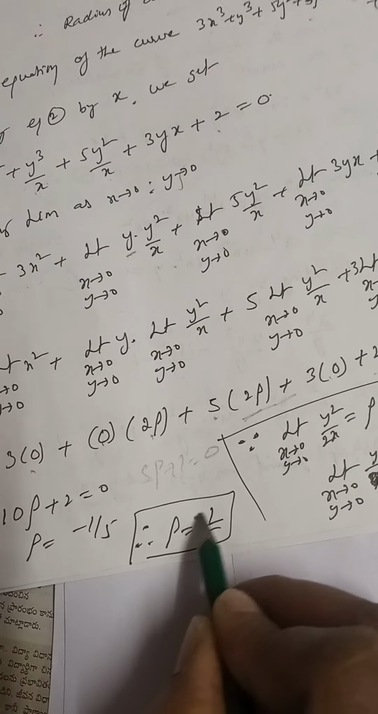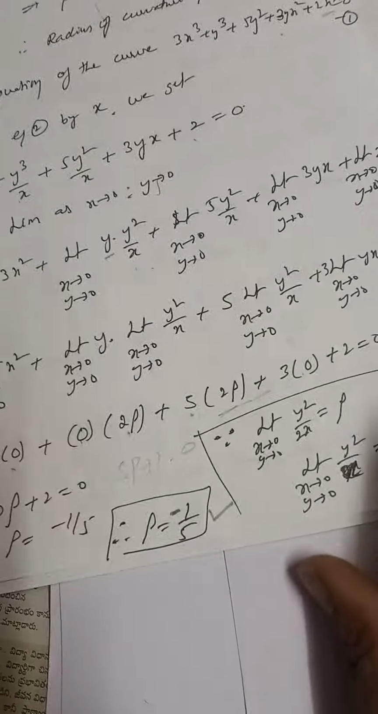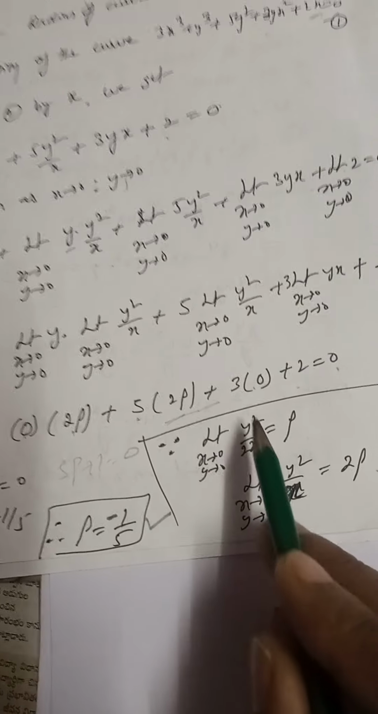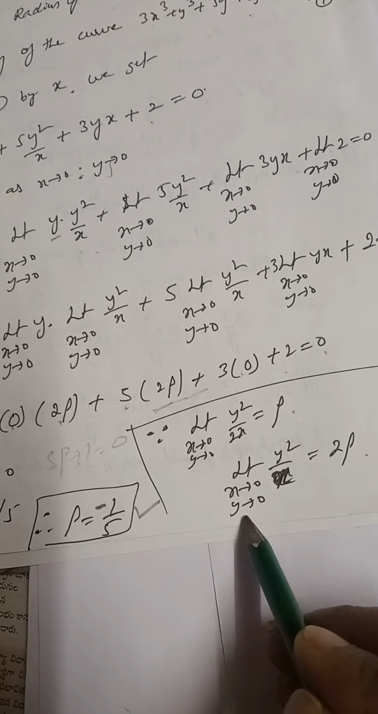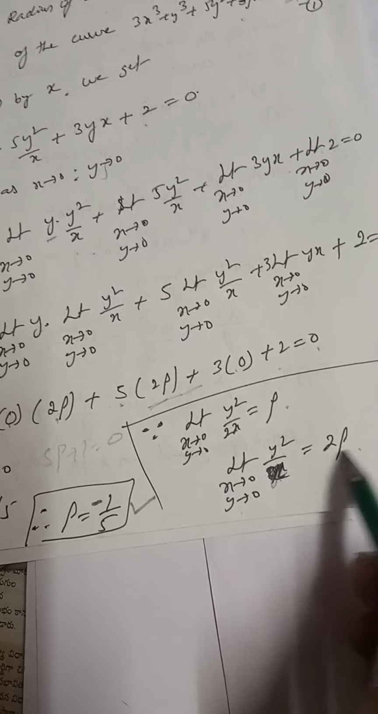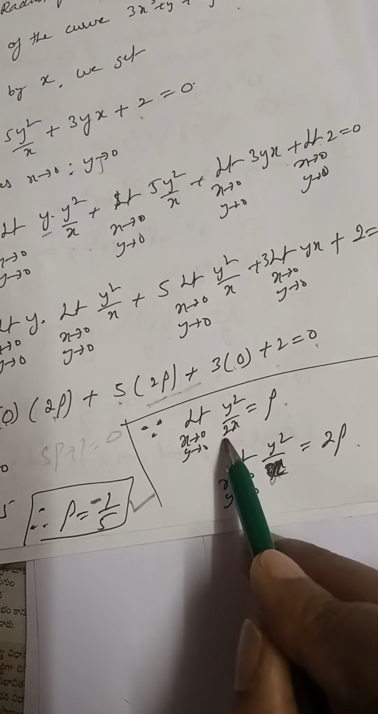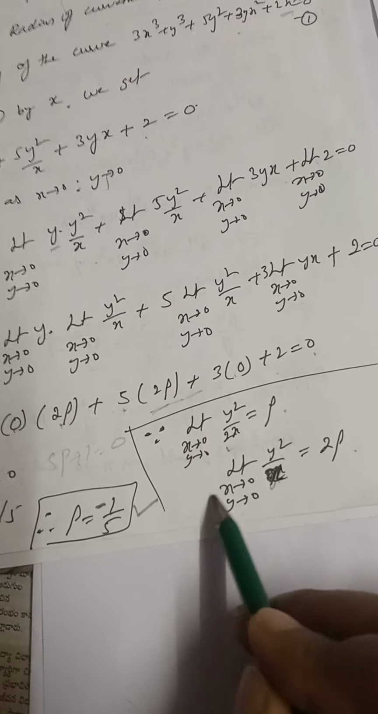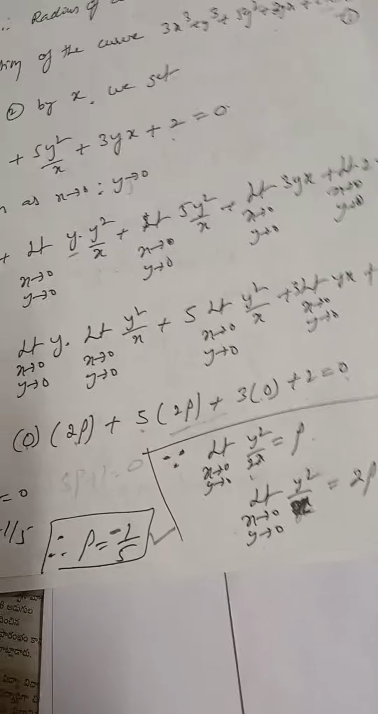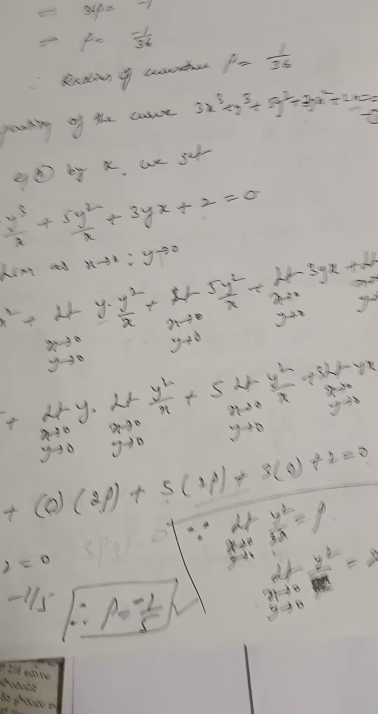Therefore rho is equal to, see here, minus 1 by 5, right? Here limit x tends to 0, y tends to 0, y square by 2x is rho. Limit x tends to 0, y tends to 0, y square by x is equal to 2 rho, because 1 by 2 is a constant, we can take it outside. 1 by 2 you will get here. If you cross multiply, you will get 2 rho. Same as in the previous case, right?